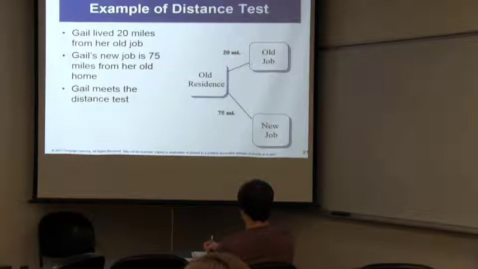This is how it works. And there is another example in the book on page 913. This is Concept Summary 9-2. Here we have a former residence, and they live 3 miles from their old job, and they have a new job that is 58 miles from their old house. So 58 miles minus 3 is 55 miles, which is greater than 50 miles. So the test is met.